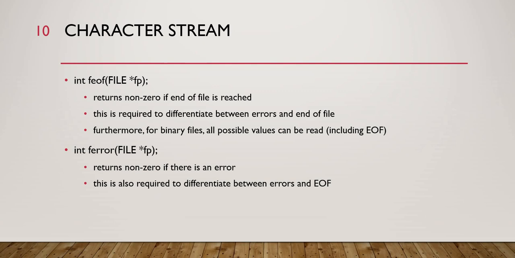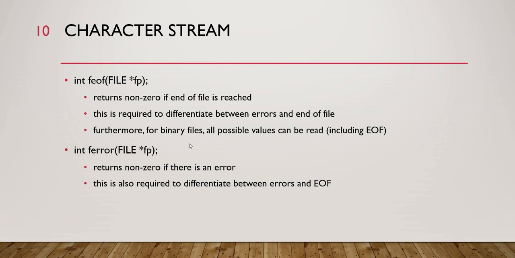Okay, so the first function, int feof, which means end of file: if you pass a file pointer to this function, then it will check whether the end of file has been reached or not. This function returns a non-zero value if the end of file is reached, and otherwise 0 if the end of file is not reached. So this is required to differentiate between the errors and end of file. And furthermore, for the confusion with binary files where -1 can be read, this function can solve the confusion between -1 and end of file.